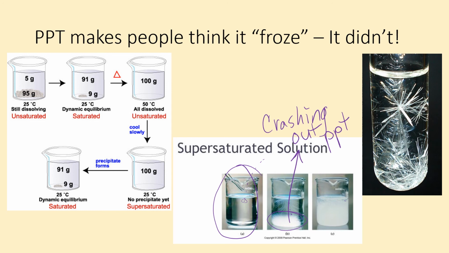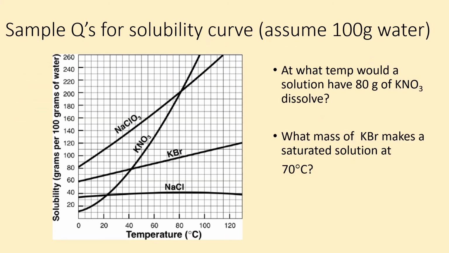Okay, another example. Unsaturated, still dissolving at 25 degrees until we have 91 grams dissolved, 9 grams undissolved, and saturated. You heat it up and all 100 grams dissolve, then it's unsaturated, we could put more. Okay, if we cool it down slowly and we get back to 25 degrees and all 100 grams stay dissolved, then it's supersaturated. But if the precipitate forms, it becomes saturated again. All right, this is one way it could look when it starts to come crashing out. Those pretty crystals form.